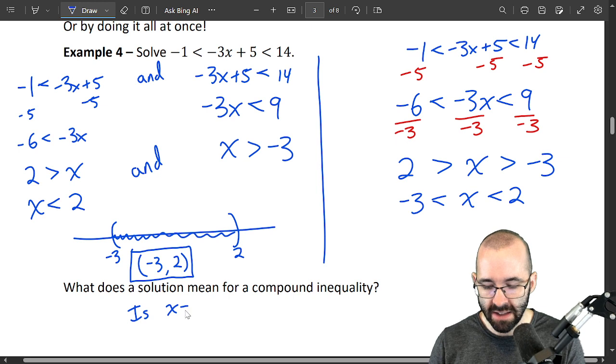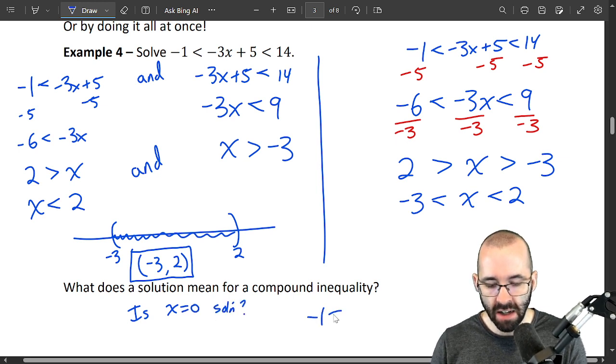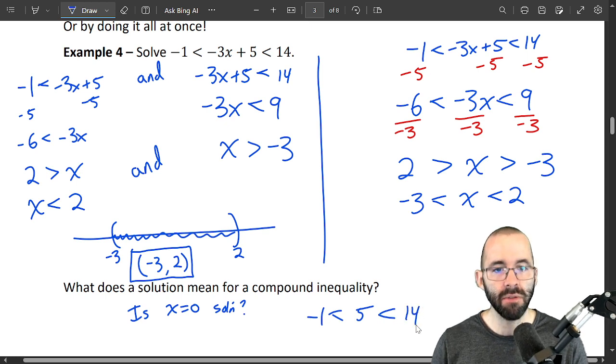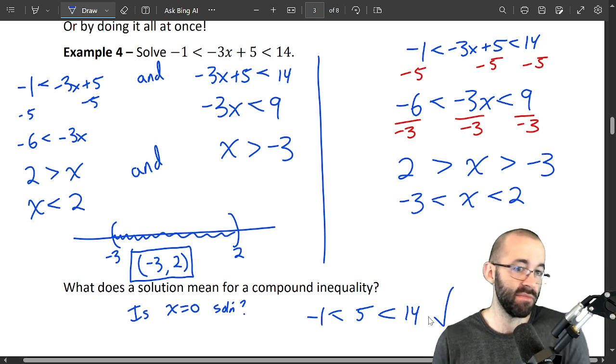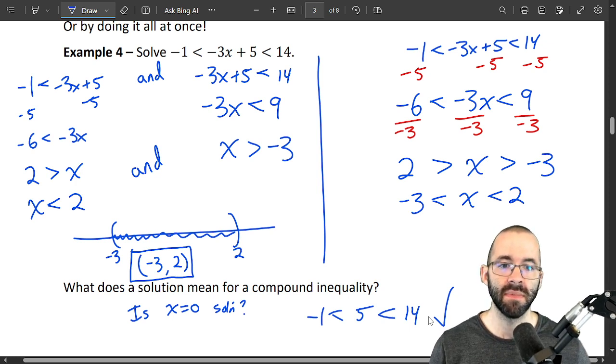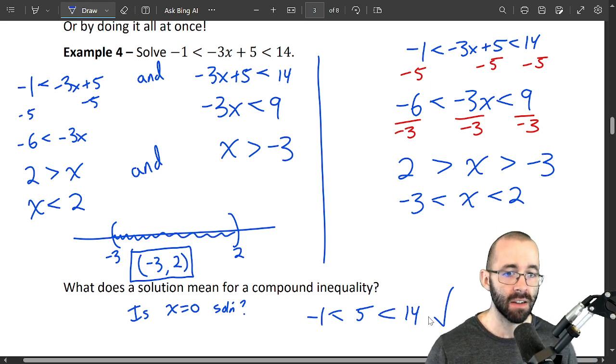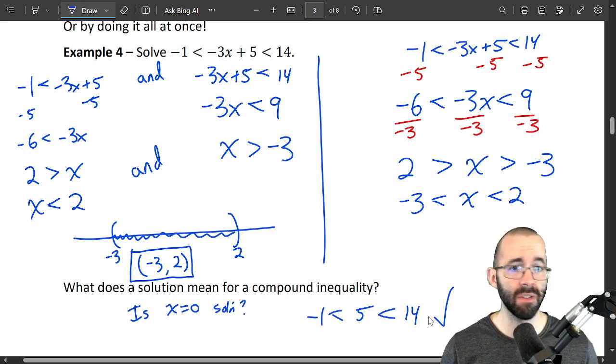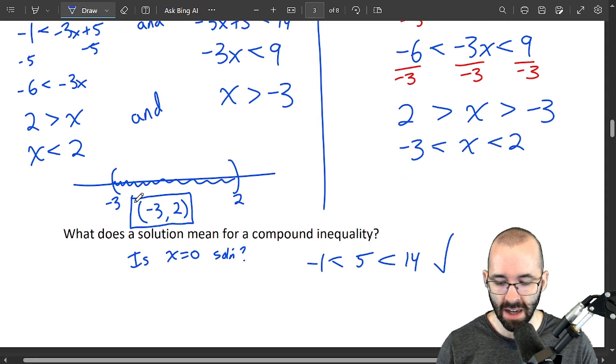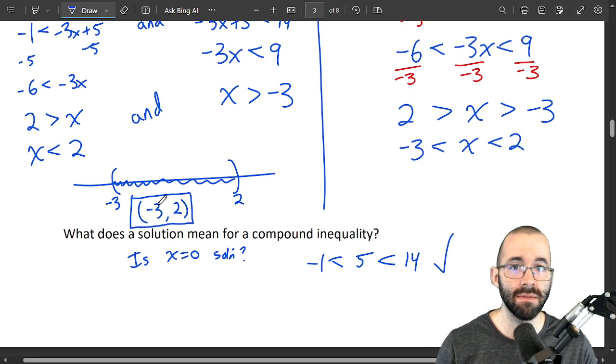So, is x equals 0 a solution? Well, let's check. Is -1 smaller than 0 plus 5? Yep. Is 5 also smaller than 14? Yep. 0 is a solution. It makes the compound inequality true. -1 is smaller than 5, and 5 is smaller than 14. Any number in this interval should make that inequality true.